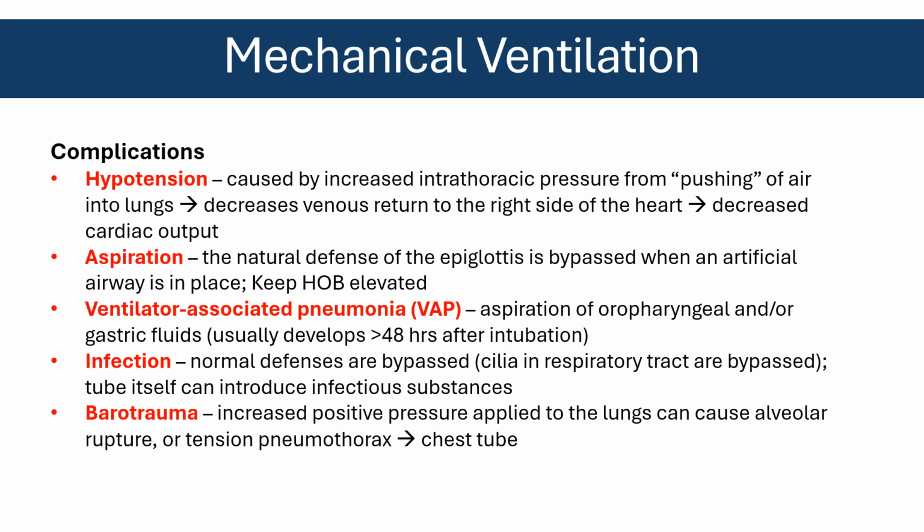And then barotrauma, because of that increased pressure from the ventilator, it can cause those alveoli to pop and rupture. It can also cause a tension pneumothorax where air gets trapped inside that lining. Again, a result of all of that high pressure. This is going to result in the need of a chest tube.